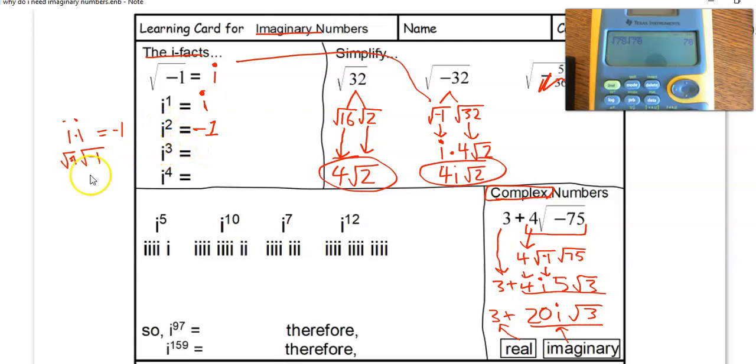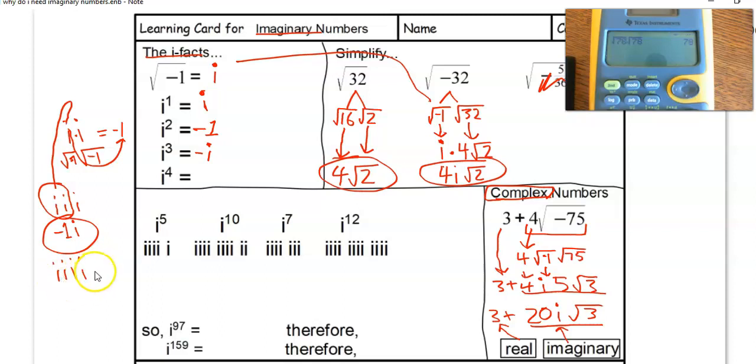i to the third is i times i times i. Well, part of that makeup is two i's, which is the same thing as i squared, which we just determined was -1. So this gets replaced with -1, and then we still have that i hanging out there. So anytime we see i to the third, instead of writing i to the third, we're going to substitute it with -1i, or just -i. Right? i to the fourth.